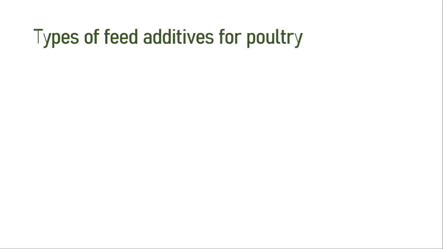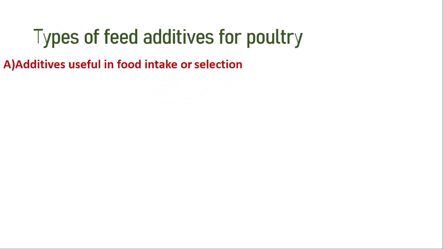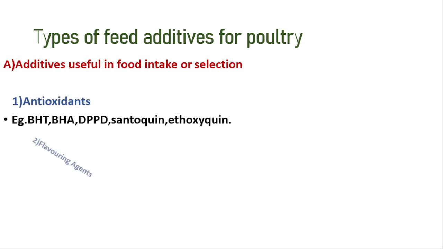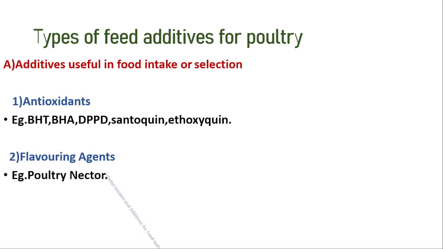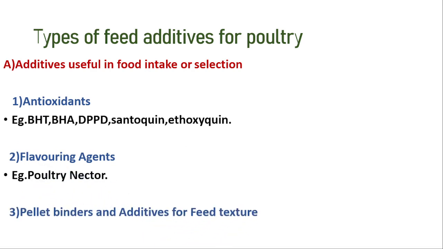So the feed additives are of the following types, according to their effects and functions. The additives which are useful in food intake or selection are of various kinds, like antioxidants, flavoring agents, pellet binders and additives for feed texture.